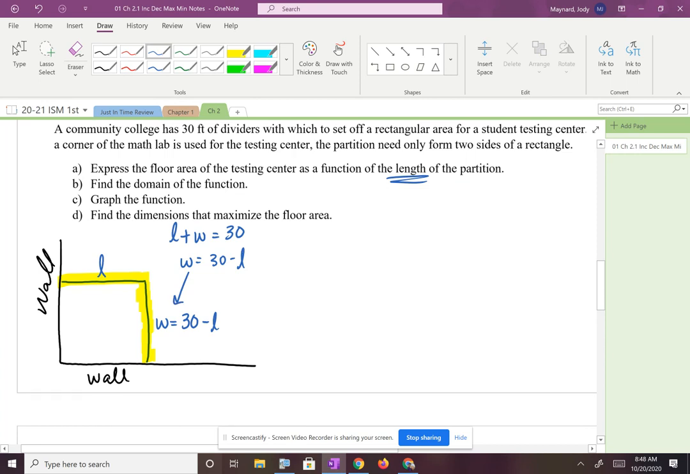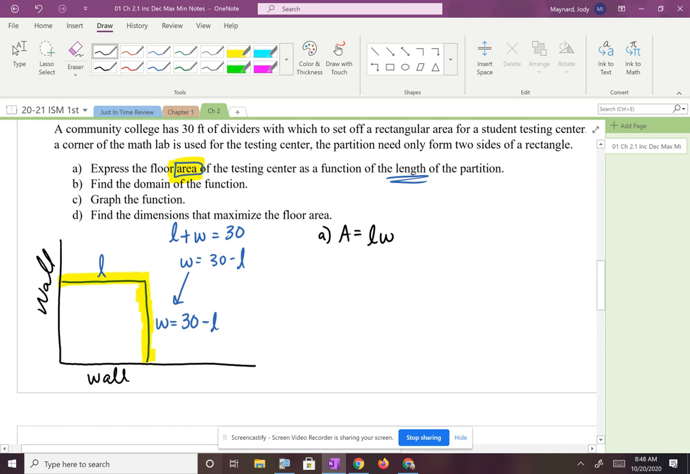Now it says express the floor area of the testing center as a function of the length of the partition. Okay, so that tells me I'm going to need what equation? Area. Okay, sorry, I didn't hear y'all. Area. Okay, so if I do area of a rectangle, okay, area of a rectangle is equal to what? Just in general, what's area of a rectangle? Length times width, L times W.